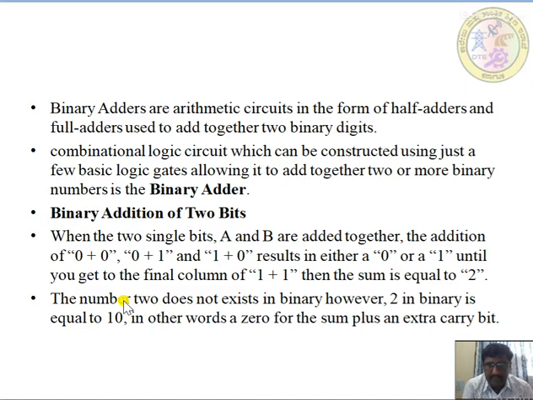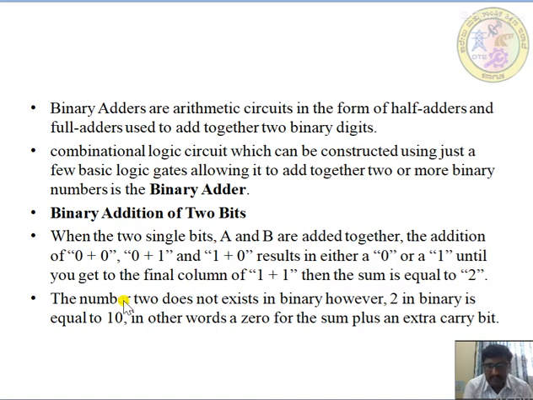The addition means 0 plus 0: sum is 0 and carry is 0. 0 plus 1: sum is 1, carry is 0. 1 plus 0: sum is 1 and carry is 0. The only special case is 1 plus 1. In normal addition, 1 plus 1 is equal to 2, but in binary addition the sum is equal to 0 and the carry is equal to 1.